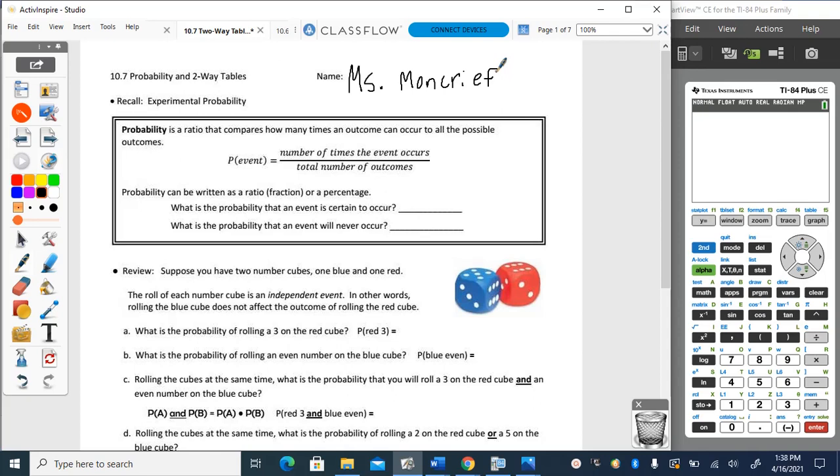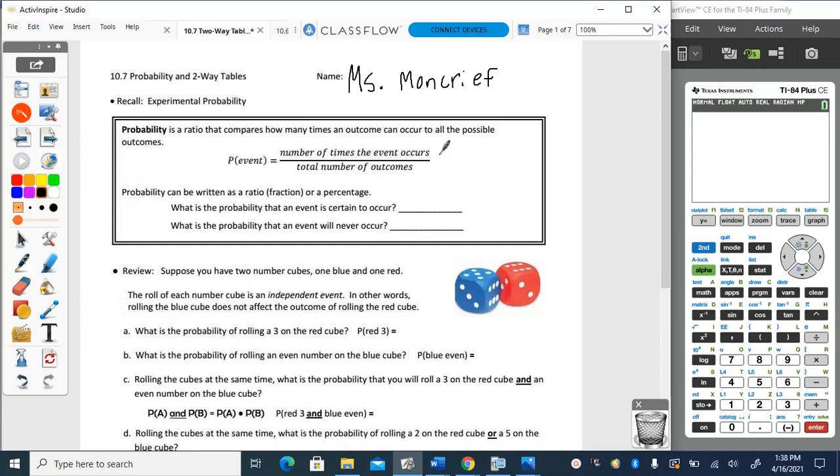So let's remember, probably from your 8th grade year, experimental probability. Probability is a ratio that compares how many times an outcome can occur to all the possible outcomes. That's just like if you roll a dice, what's the probability of you rolling a 4 on a 6-sided dice? How we set it up is P of the event, which looks just like our function notation, is equal to the number of times the event occurs over the total number of outcomes.